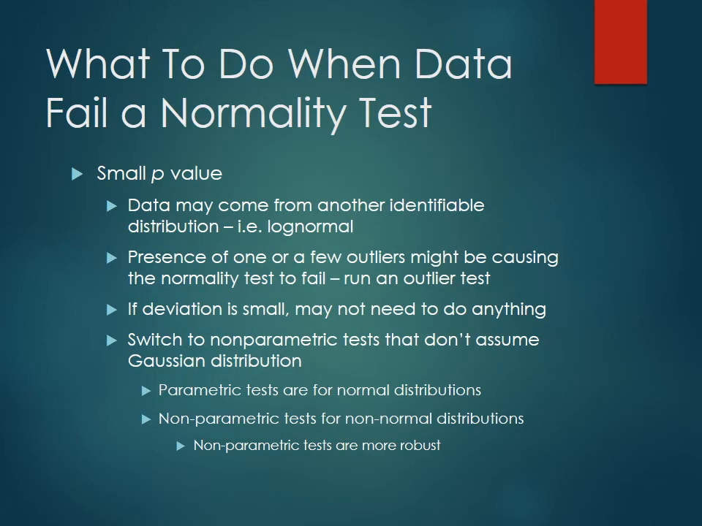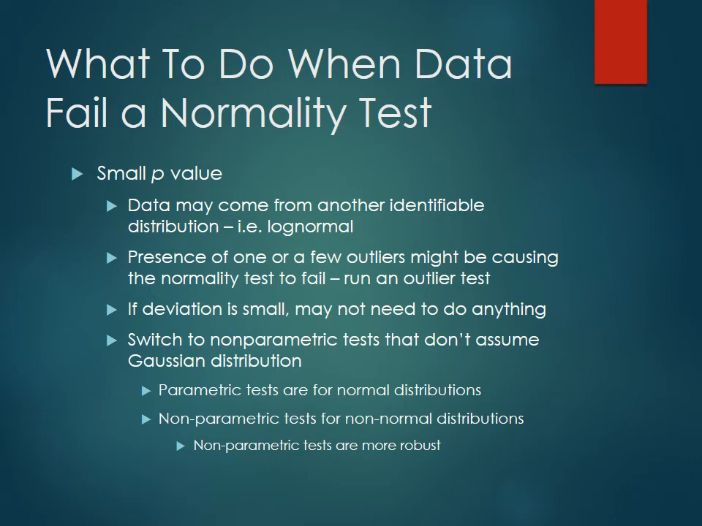So what could it mean when your data fails a normality test? Again, you'd be having a small p-value here. It is possible that you may be able to find a different type of distribution for your data. So it could be log normal data, which means that your data looks more Gaussian once you plot it on a logarithmic scale. So that could be one possibility.